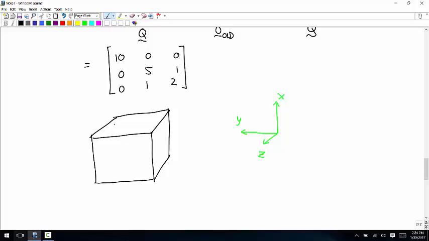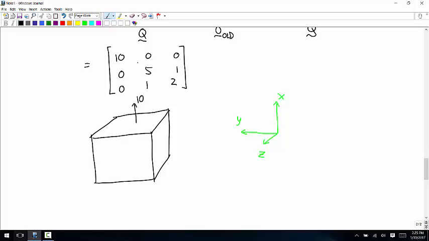Okay, so on the X face, we have 10 in the positive X direction and nothing else. On the positive Y face, this is where it takes a little thinking. The positive Y face is the one that's obscured. So on the obscured face, we have 5 going in the positive Y direction.